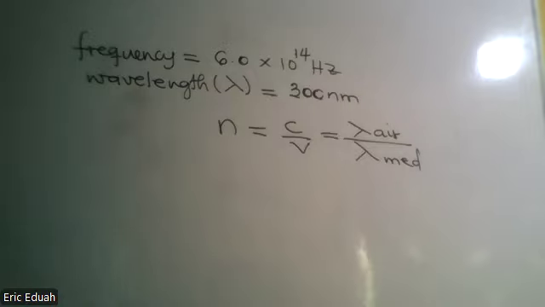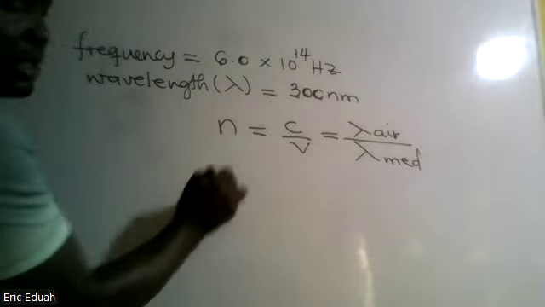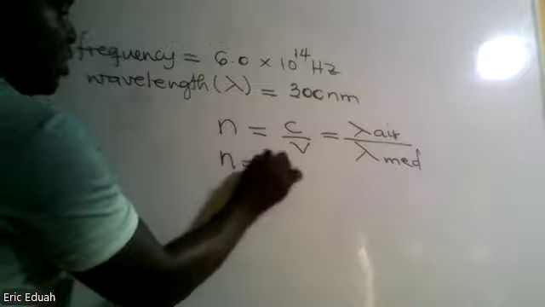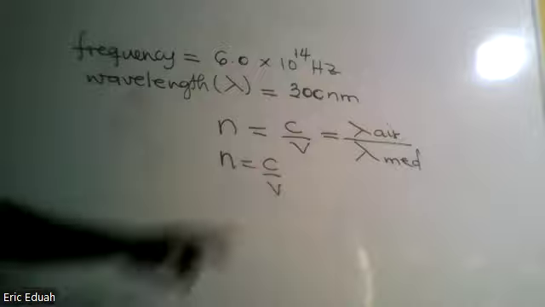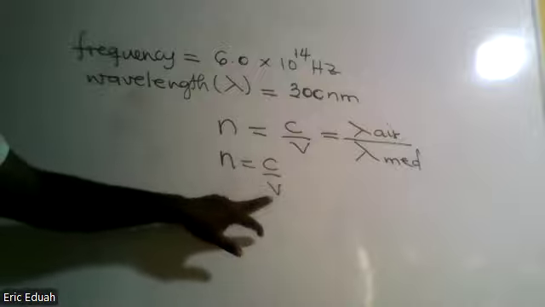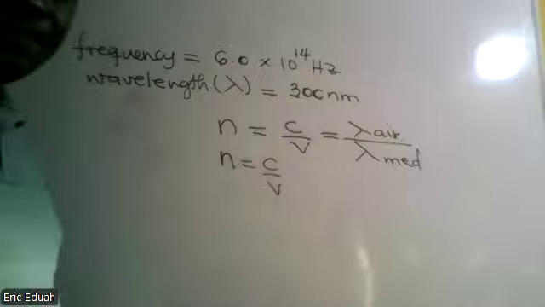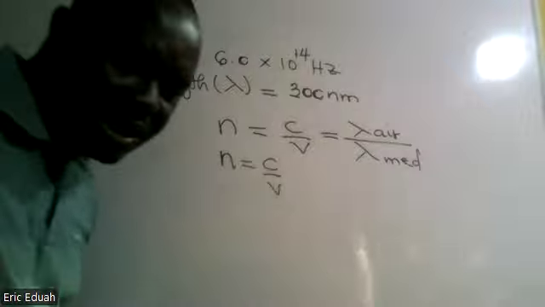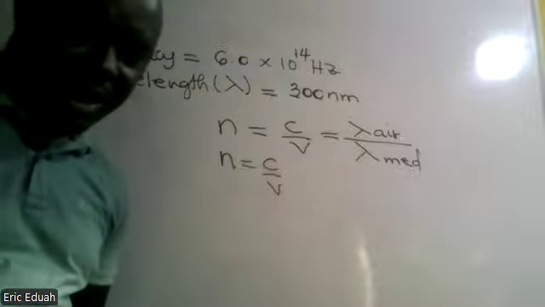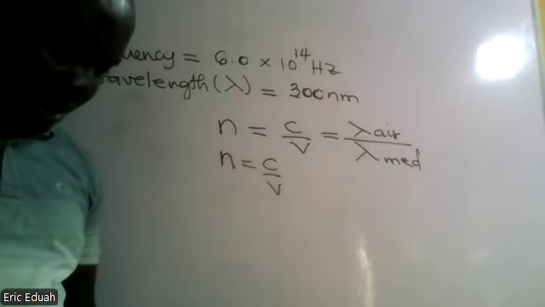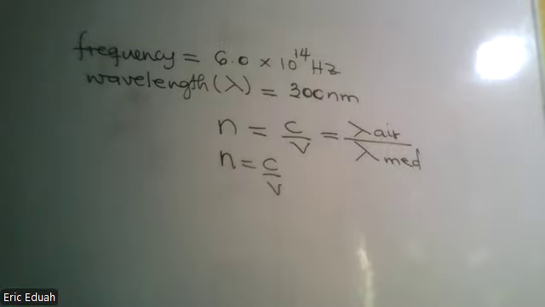When we do the first one, if you want to use n equals c over v, we must know the speed of light in the medium. As for the speed of light in air and vacuum, it is a constant value, 3 times 10 to the power 8 meters per second. So we need to know the velocity of light in the medium. How do we do it?